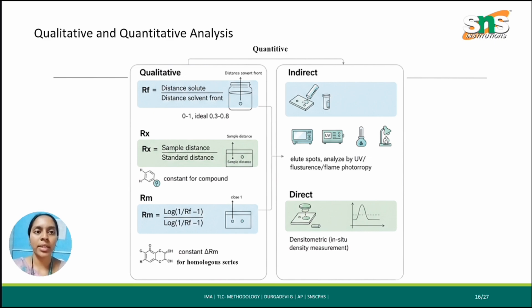And quantitatively we can do direct and indirect analysis, and we can say how much amount is present in the spot. By using a direct method like a densitometer, we can analyze the concentration of the developed spot on the same stationary phase, that is the developed plate. But in the indirect method you have to scrape off the developed spot and prepare a separate solution, and you can analyze it with the help of UV spectroscopy, flame photometer or fluorescence spectroscopy.